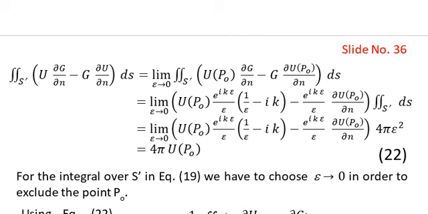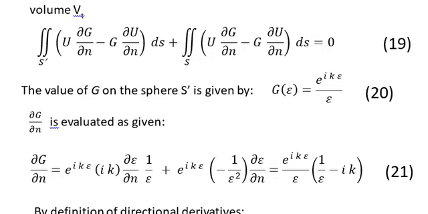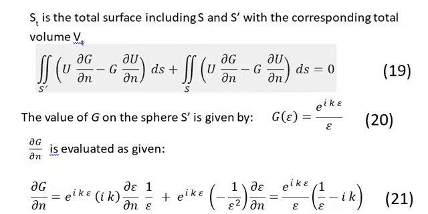So let's read the statement. For the integral over S prime in equation number 19, we have to choose epsilon goes to 0 in order to exclude the point P naught. Now using equation 22 into equation number 19 gives, so we are using this final relation in equation number 19. We have evaluated the surface integral, double surface integral over the surface S prime, and its value is 4 pi u of P naught.